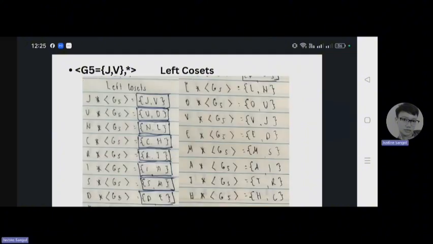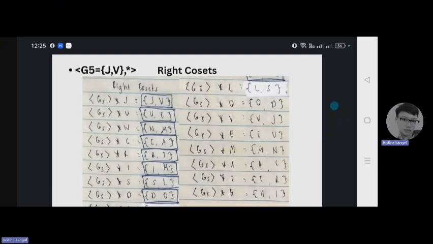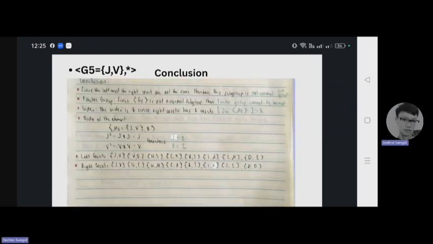Next is the subgroup G5, which has an element of J, V under the operation star. So this is the left coset, and this is the right coset, and this is the conclusion. So the left cosets are GV, VO, NL, CH, RT, IA, SM, DE, and the right cosets are JV, UE, NM, CA, RT, IH, SE, DO. And since left and right cosets are not the same, therefore the subgroup is not normal subgroup.